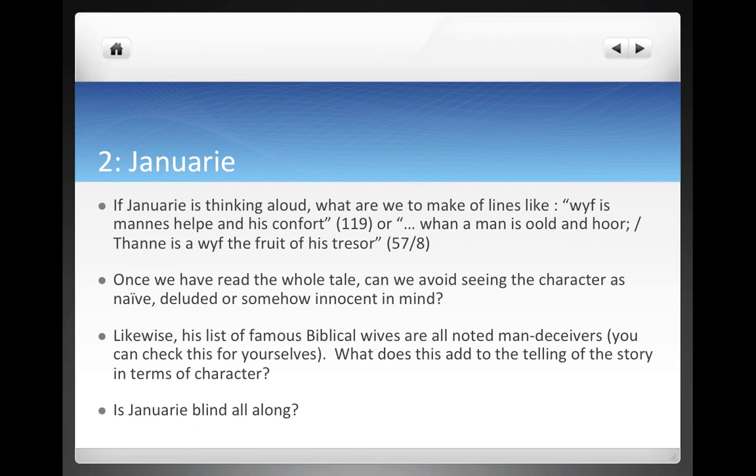lines he clearly speaks, line 51 to 53, where he's talking about wedlock being so easy and so clean. And this perhaps as a continuation of those thoughts.